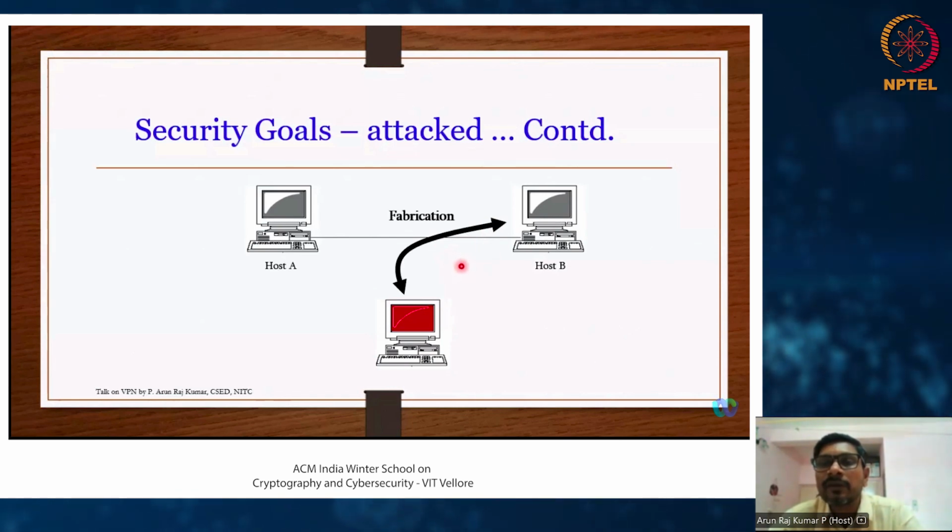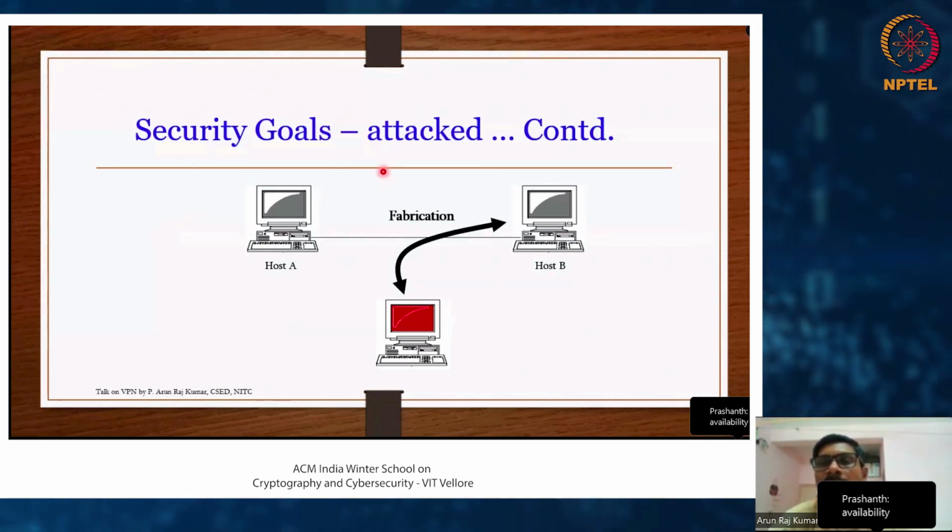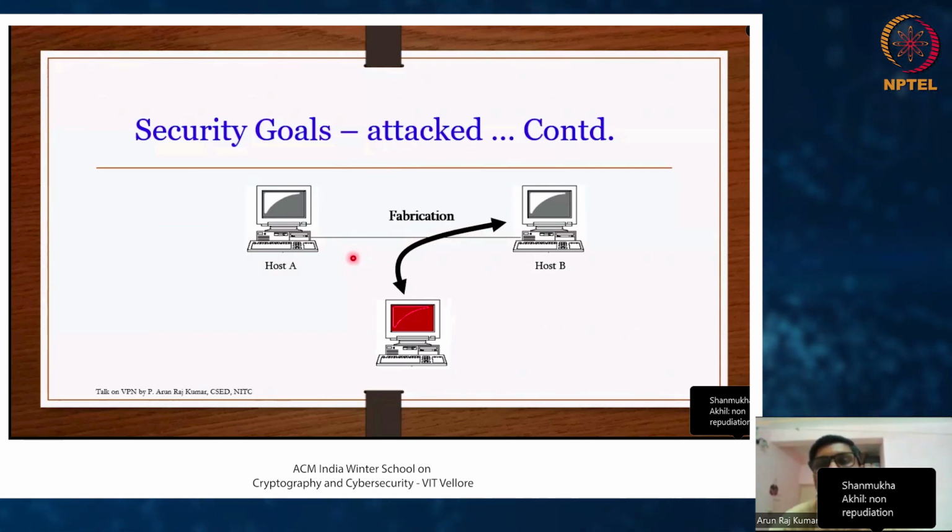Which security goal has been compromised in this case? Any answers in the chat or microphone? Okay. Availability is the goal. Okay, exactly. Non-repudiation. Okay, good.